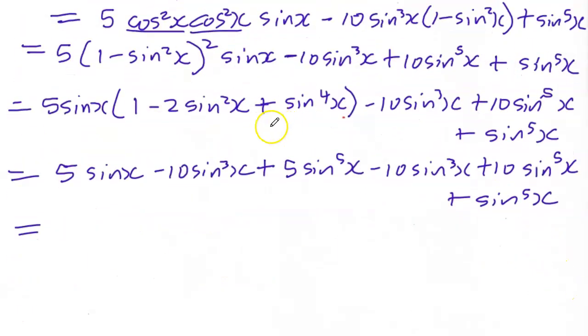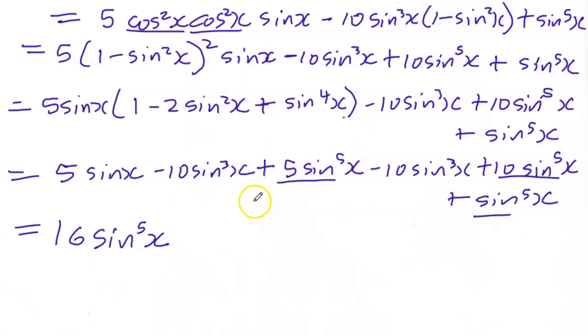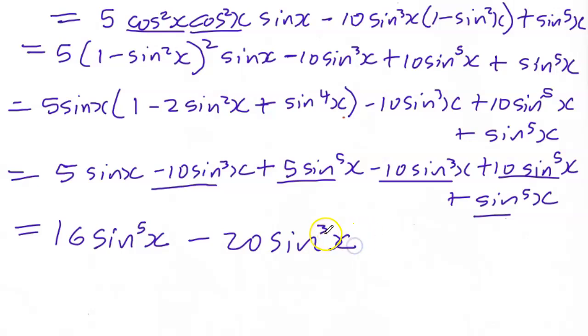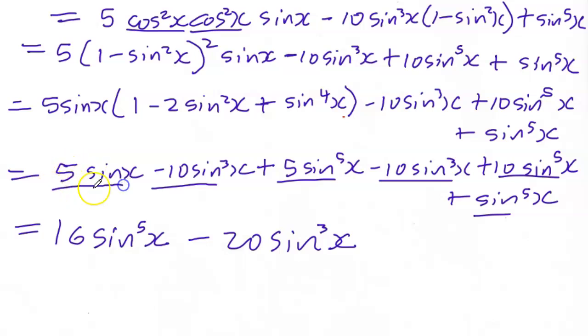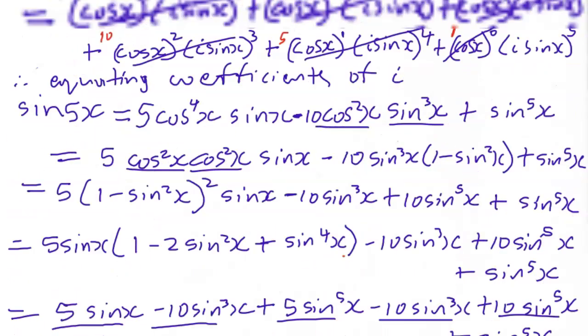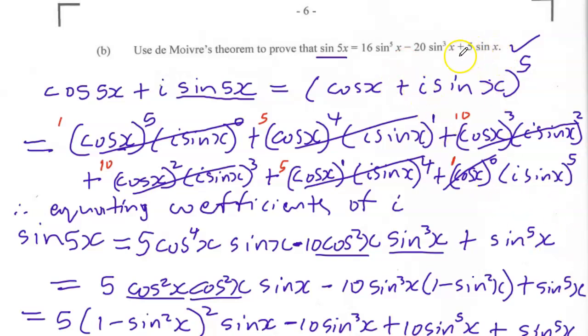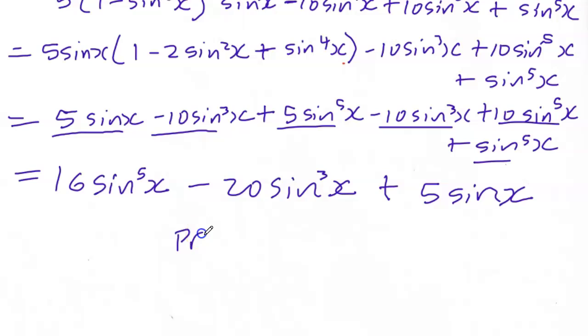Alright, so we're grouping sine to the 5th power. So we have 5 and 10 and 1. So that's 16 sine to the 5th power x. Now to the 3rd power. So we have that. That's minus 20 sine to the 3rd power, and then this is 5 sine x. Is this our proof? 16 sine to the 5th power minus 20 sine to the 3rd power plus 5 sine x. Alright, so that's the proof. That's it. So sine 5x is equal to that expression there on the right hand side. Alright, so the proof is done.